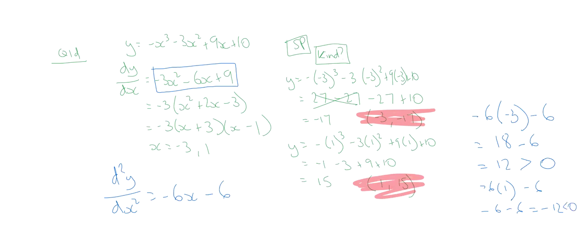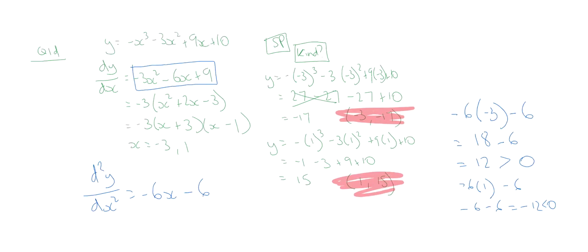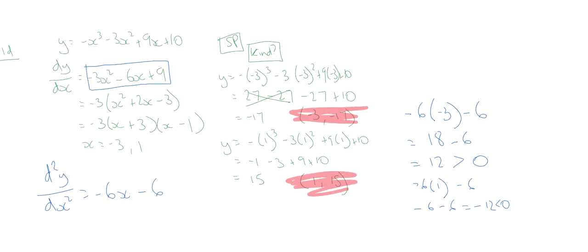All right, so now we know from the last question, we talked about the fact that if it's greater than 0, that makes it a minimum turning point. If it's less than 0, it makes it a maximum turning point. So that is why we use the second derivative to tell us the nature of the stationary point.